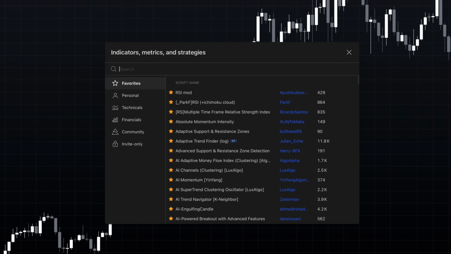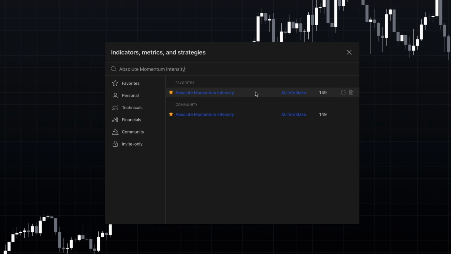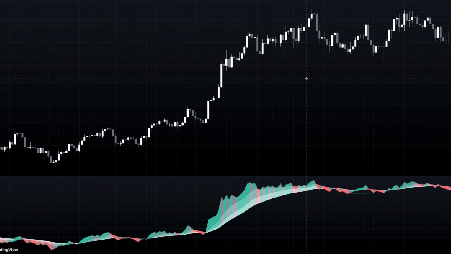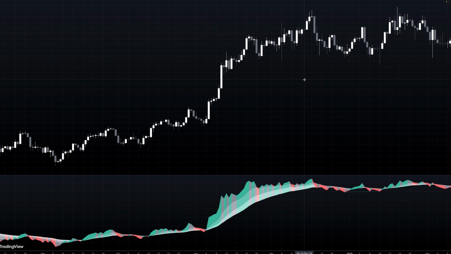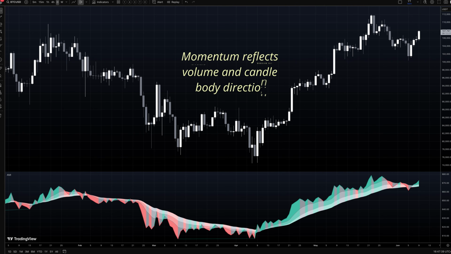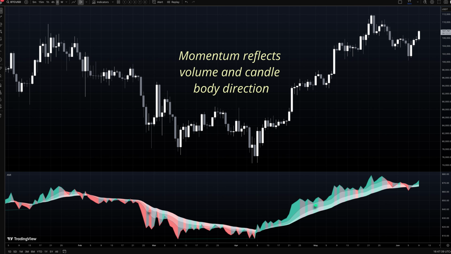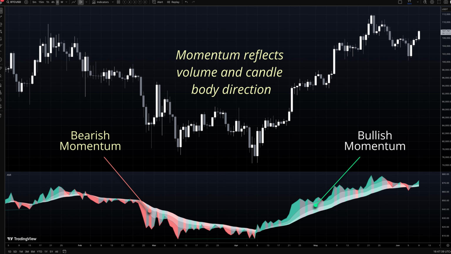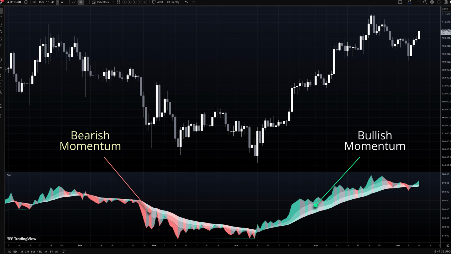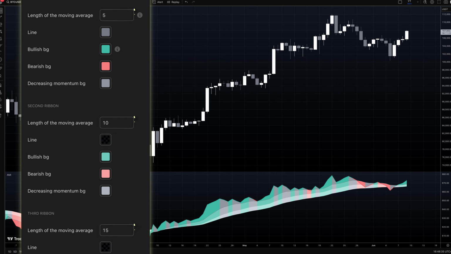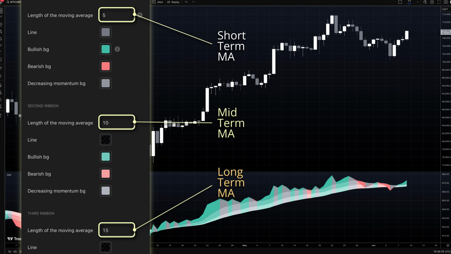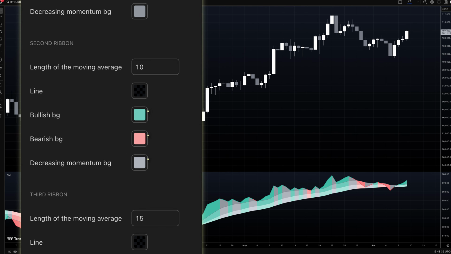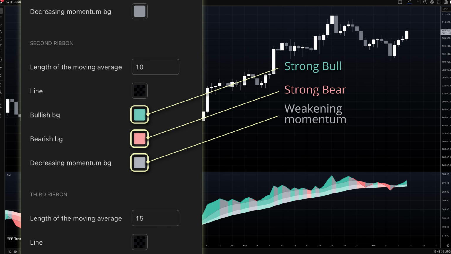Absolute Momentum Intensity V1.2 by A Life to Make blends volume-adjusted price action with directional bias to measure momentum strength and transitions. It calculates a custom momentum value by multiplying normalized volume with normalized candle body size, distinguishing bullish or bearish pressure based on candle direction. 3 layered ribbons, each a smooth-moving average of this momentum, represent short, mid, and long-term trends. Background color shifts signal strength, weakening pressure, or directional change.